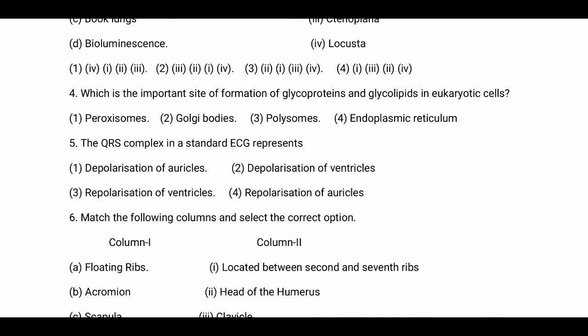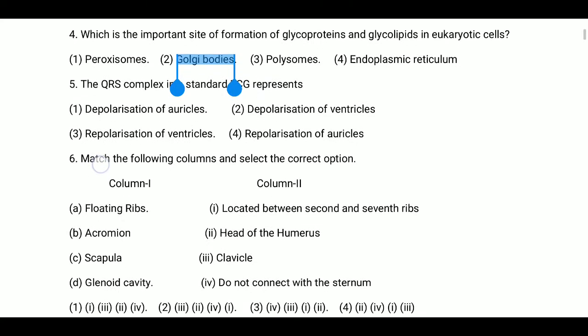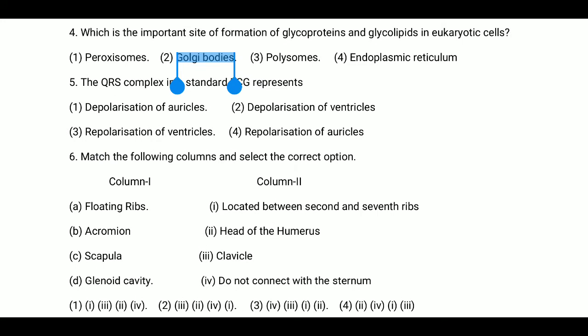Then which is the important site of formation of glycoproteins and glycolipids in eukaryotic cell? Peroxisomes, Golgi bodies, polysomes, endoplasmic reticulum. In this question, he has asked about glycoprotein and glycolipid formation. So directly the answer is Golgi bodies. Golgi bodies are the place where generally you come across the synthesis of glycoproteins and glycolipids.